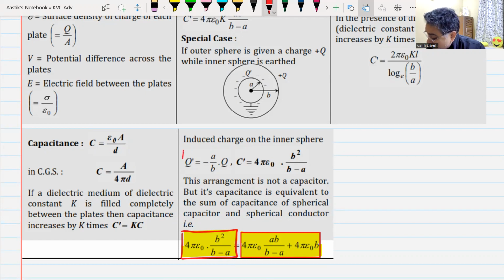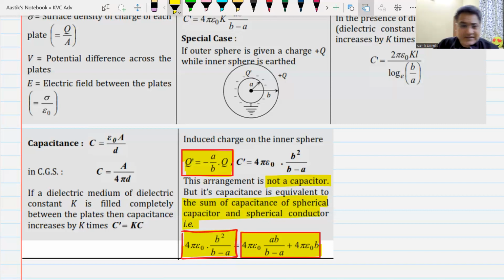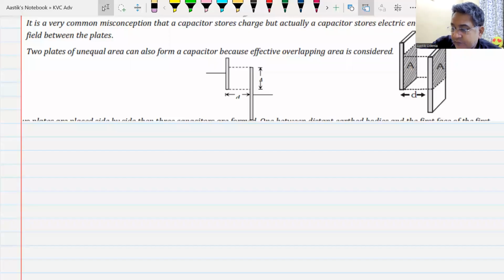One more point here is the charge on the inner sphere. The charge on the inner sphere is minus A by B times the original charge. Remember, this arrangement is actually not a capacitor, but the capacitance of this system is equal to the sum of the two capacitors. We will understand these terms when time permits. Then you can note down these points.